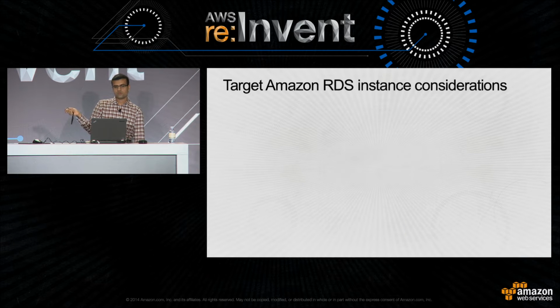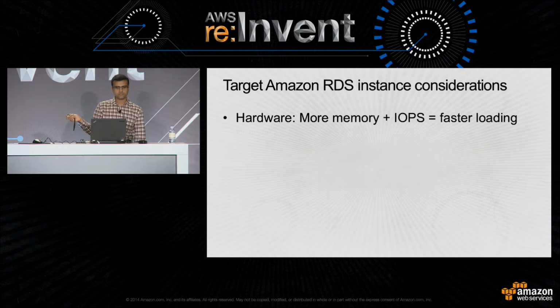Some of the things that you'd want to look at on the target side is to use more hardware. If you use a larger instance with more memory and more IOPS, the initial load process could be faster. The good thing with RDS is it allows vertical scaling up and down. So once you're complete with your load process, you can always scale down your instance to save costs.